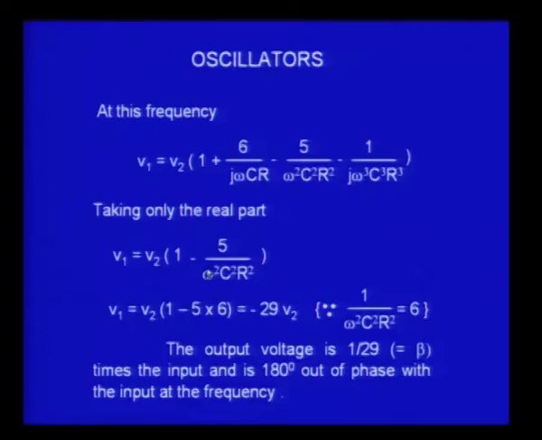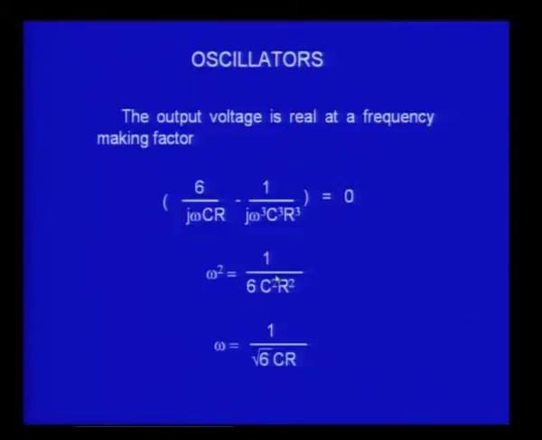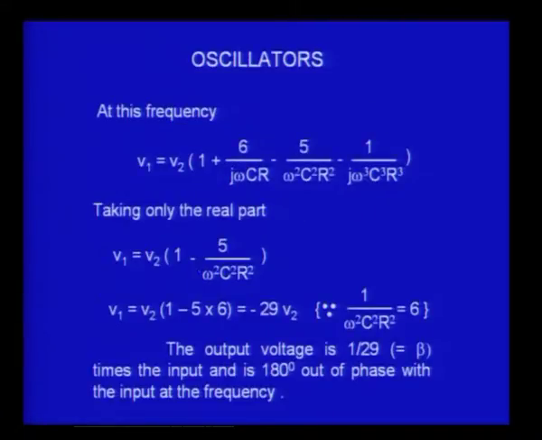Now what happens at this frequency? This happens only for one frequency, you should remember that. At this frequency I can now substitute that value in the expression, taking only the real part, because the imaginary part has become 0. So you have 1, you have minus 5 by omega square c square R square. But what is omega square c square R square? You would find from this expression that 1 by omega square c square R square is nothing but 6. So the expression becomes 5 into 6, that is 30, 1 minus 30 is minus 29, 29 V2.